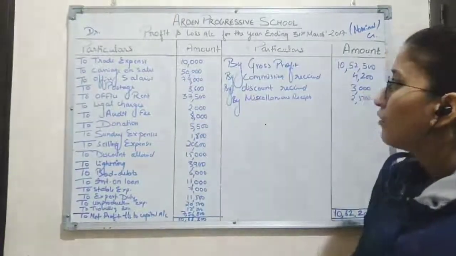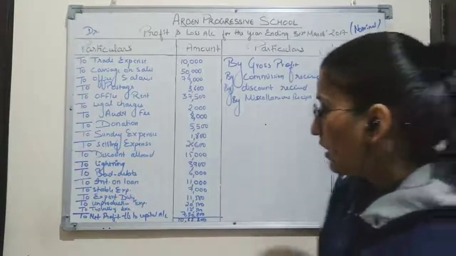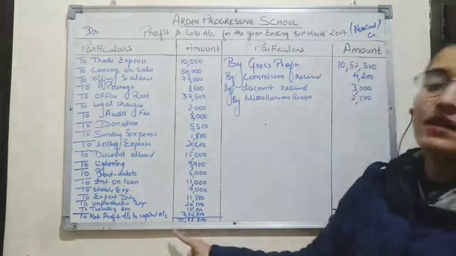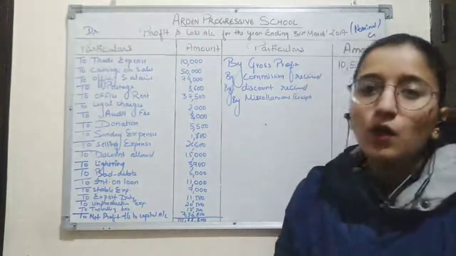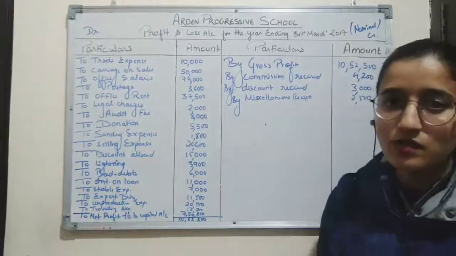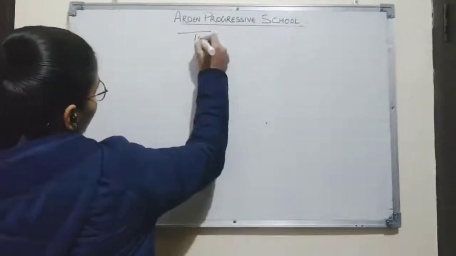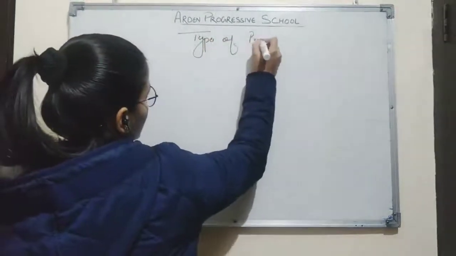So by preparing profit and loss account for the year ending 31st March 2017, the company is earning a net profit amounting to rupees 7,50,800. So this is how we solve the question based on preparation of profit and loss account. Now we will move forward with the next topic, which is types of profits.